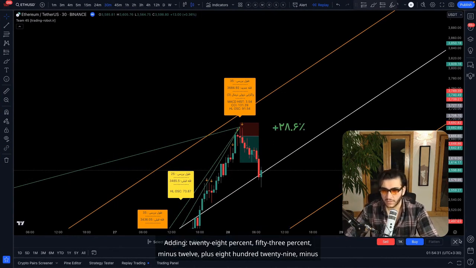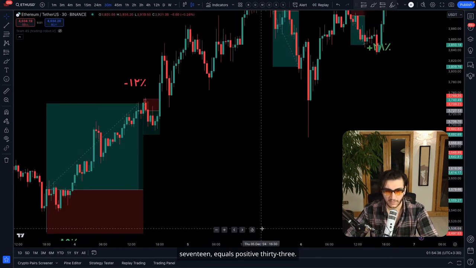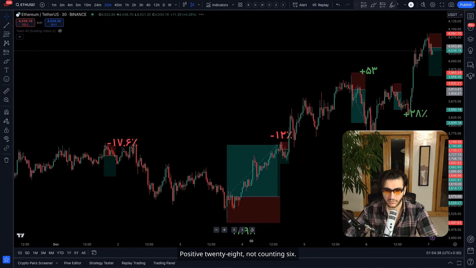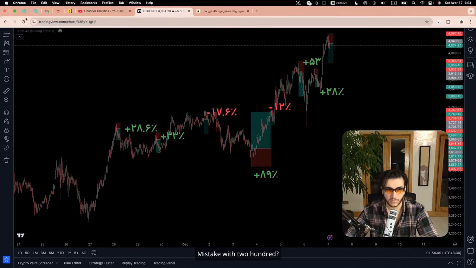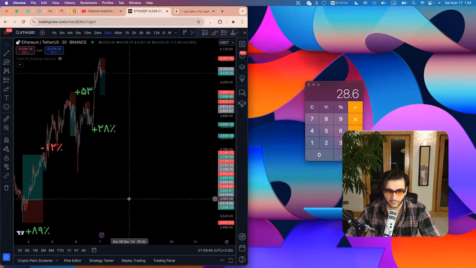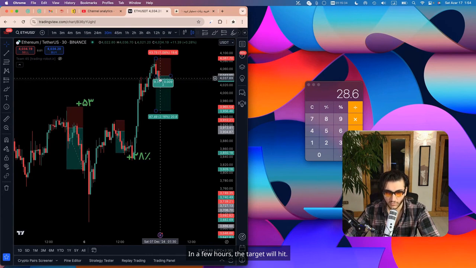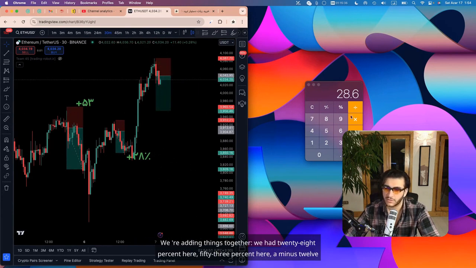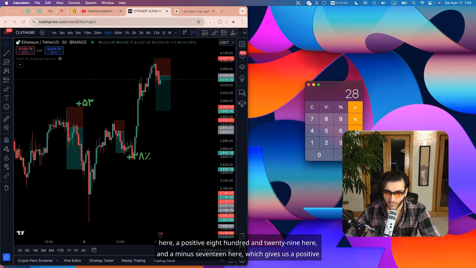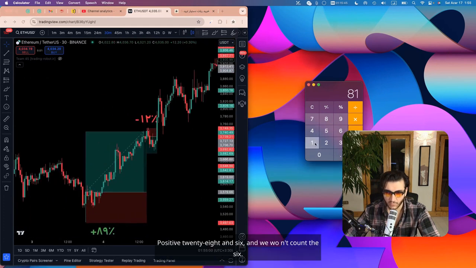Adding 28%, 53%, minus 12, plus 89, minus 17, equals positive 33. Positive 28, not counting 6. In a few hours, the target will hit. Now we set this aside. We're adding things together. We had 28% here, 53% here, a minus 12 here, a positive 89 here, and a minus 17 here, which gives us a positive 33, positive 28 and 6, and we won't count the 6.